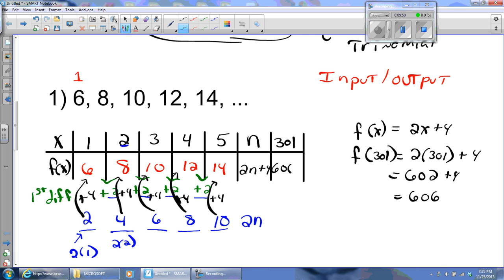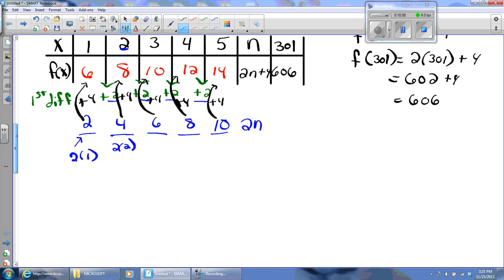606. There you go. Piece of cake. And I didn't have to list the first 300 terms. I don't know about you, when I do this, I feel so smart.